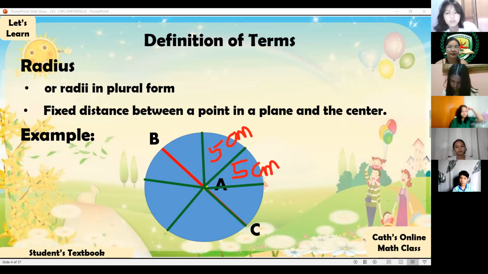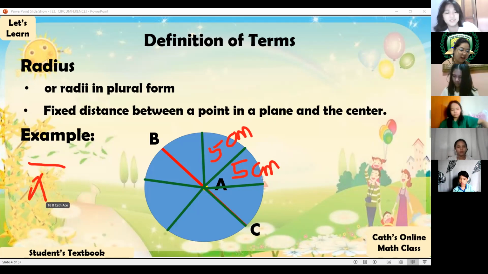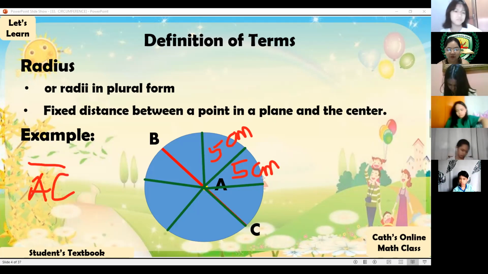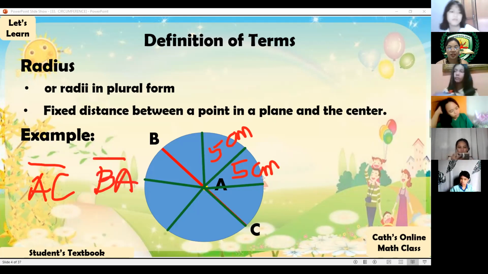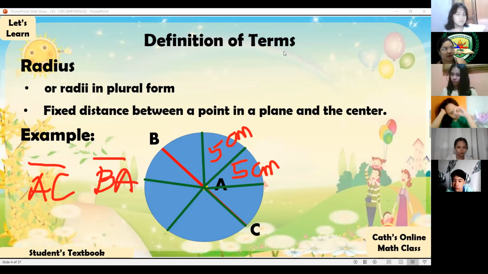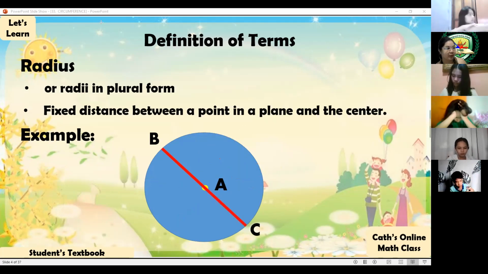Can you try to name the radius here? Radius AC. Tama, very good. Radius, okay. Line segment AC. Okay, another radius. Radius BA. Okay, line segment BA or line segment AB. Any questions? None. Okay, if there's none, let's check the next one.